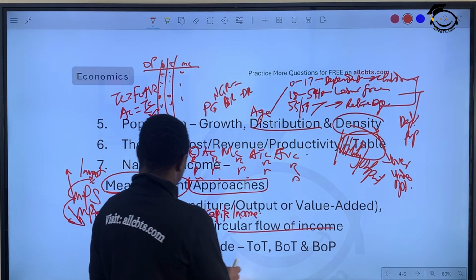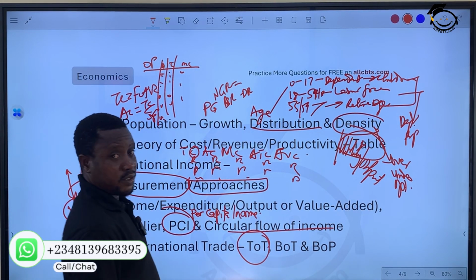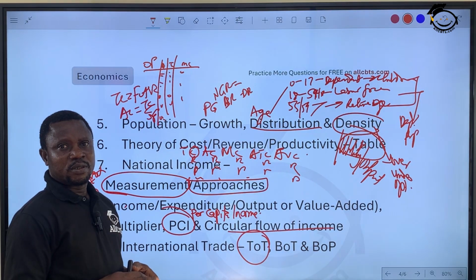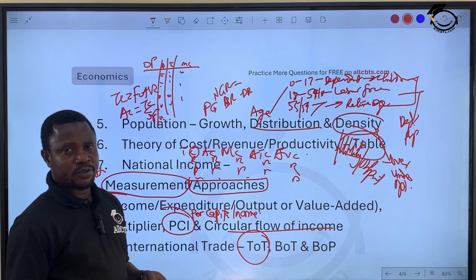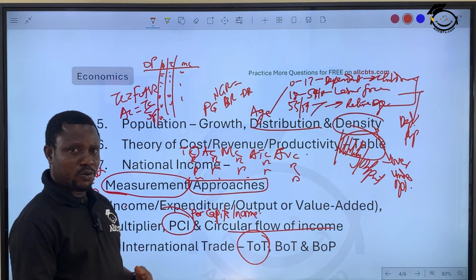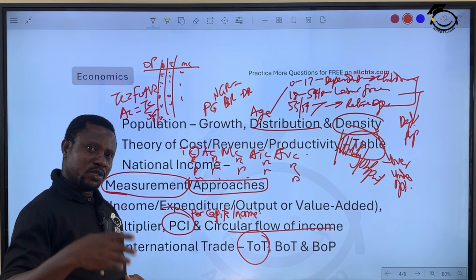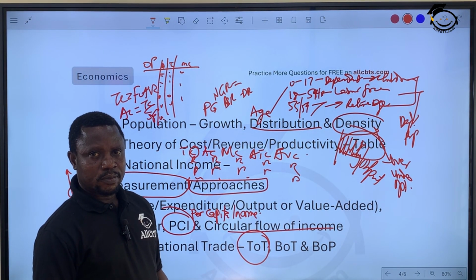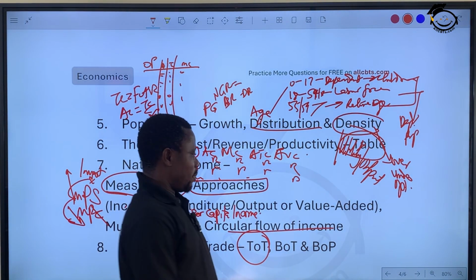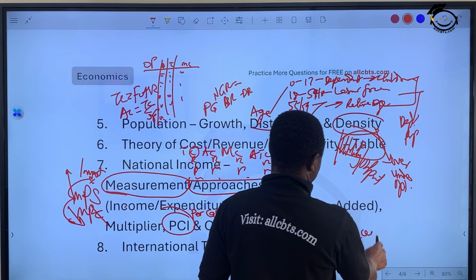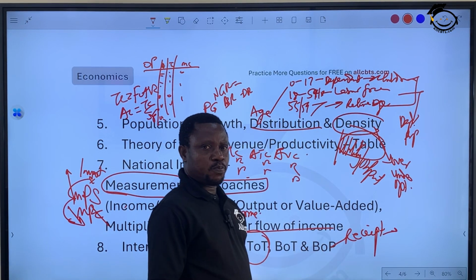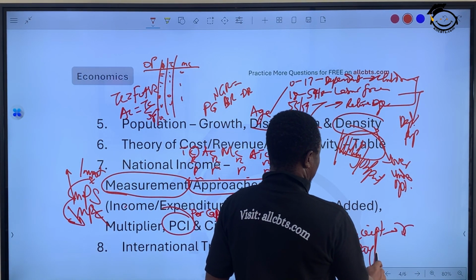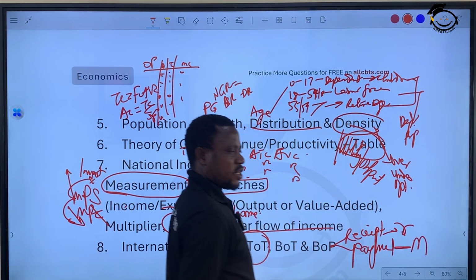Okay? So for international trade, we have the TOT, which is the terms of trade, which is talking about the ratio of the price index of imports and exports. And you know, if export is small, it's favorable for you. If import is small, it's unfavorable for your country. While BOT is balance of trade. And of course, balance of payment. It's talking about your receipts and your payments. Your receipt is what you earn for exporting. Export is represented with X. While your payment is what you paid on what you import. Import is represented with M.